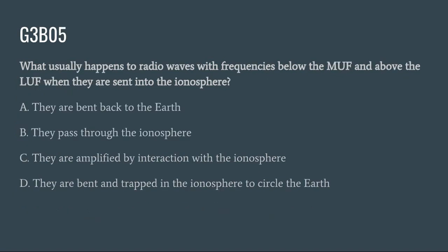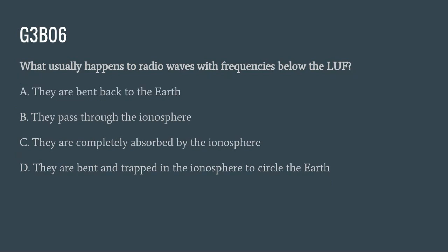G3B05. What usually happens to radio waves with frequencies below the maximum usable frequency and above the lowest usable frequency when they are sent into the ionosphere? A. They are bent back to the Earth. B. They pass through the ionosphere. C. They are amplified by interaction with the ionosphere. Or D. They are bent and trapped in the ionosphere to circle the Earth. Correct answer is A. They are bent back to the Earth.